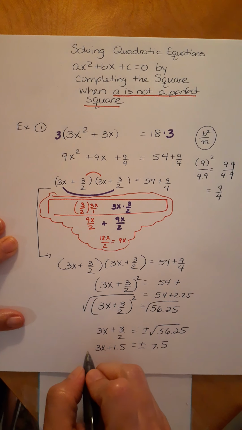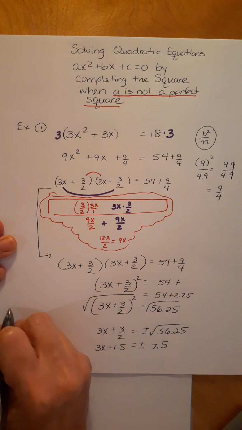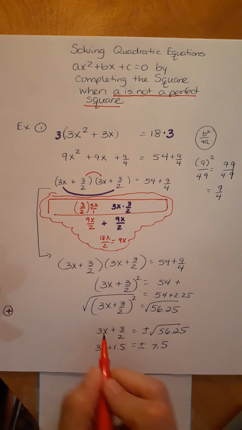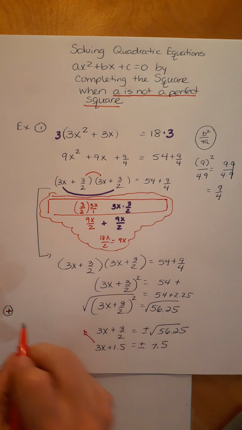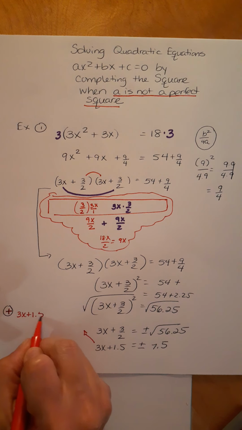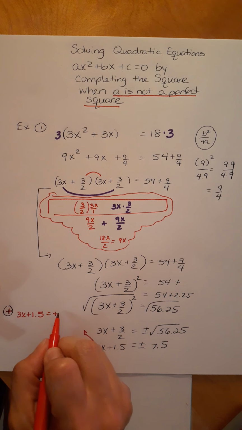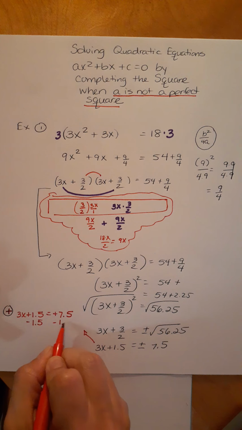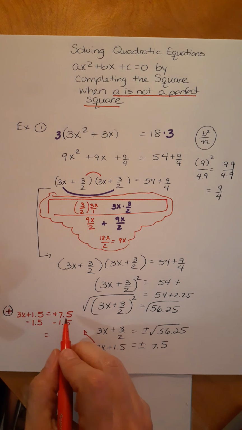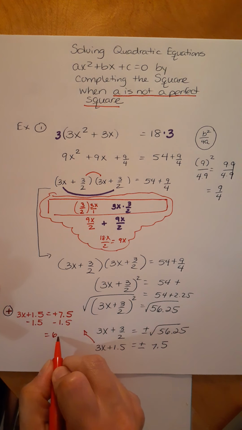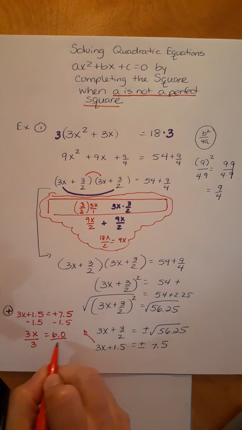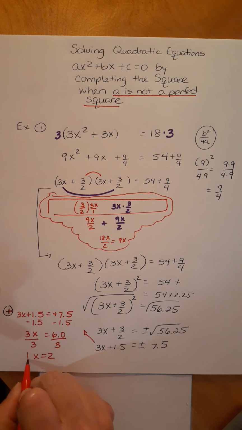Okay, so I'm going to put the positive over here, and I'm going to do a different color, so that maybe it's a little easier to see. Here would be the positive. 3x plus 1.5 equals positive 7.5. Well, I subtract 1.5 from both sides. And hey, this is going to come out pretty nice. 6.0. 3x equals 6.0, divided by 3 on both sides. X equals 2.